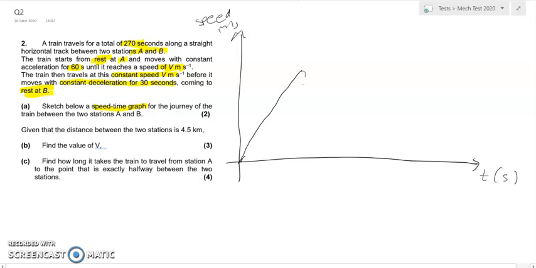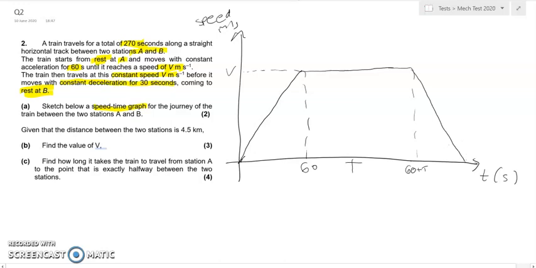So that's for 60 seconds, and then it reached a speed of v, and it maintains this for some amount of time. It doesn't tell us how long, so I'm just going to call the amount of time for which it's constant velocity t. So this is going to be 60 plus t seconds. And then it decelerates for 30 seconds.